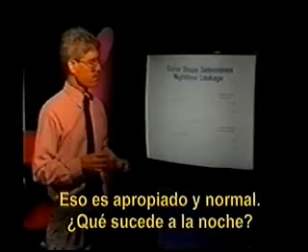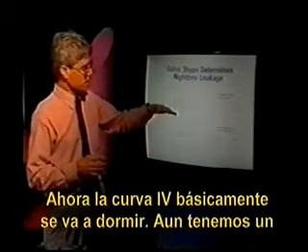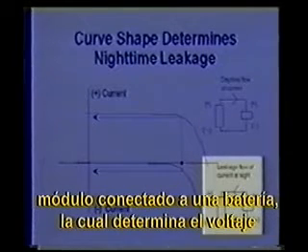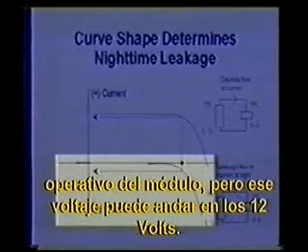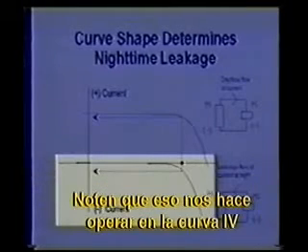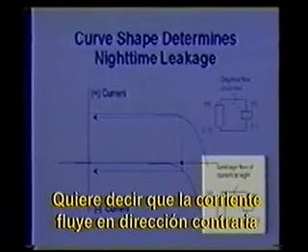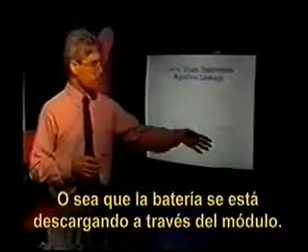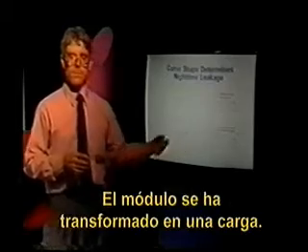That's proper and normal. What happens at night? Now, the IV curve basically kind of goes to sleep. We still have a module connected up to a battery. The battery determines the operating voltage of the module, but that voltage might be around 12 or so volts. Notice that that causes us to operate on our IV curve in the realm of negative current flow. What does that mean? It means that we have current flowing in the opposite direction, from the battery plus into the module plus. In other words, the battery is discharging through the module. The module has become a load.